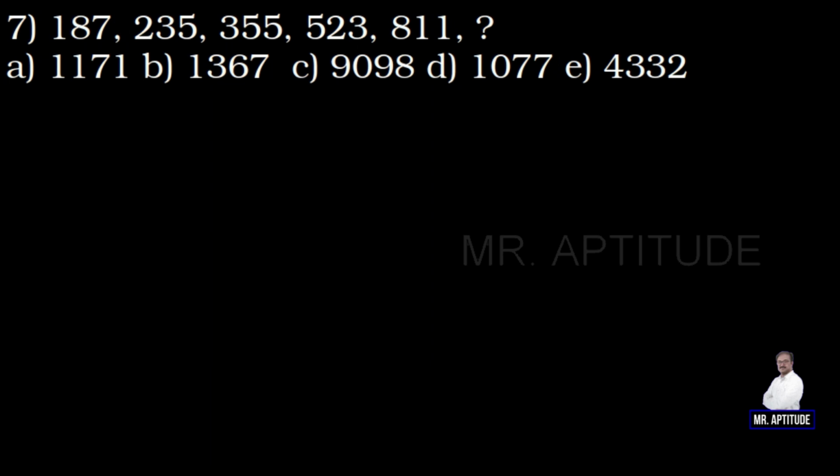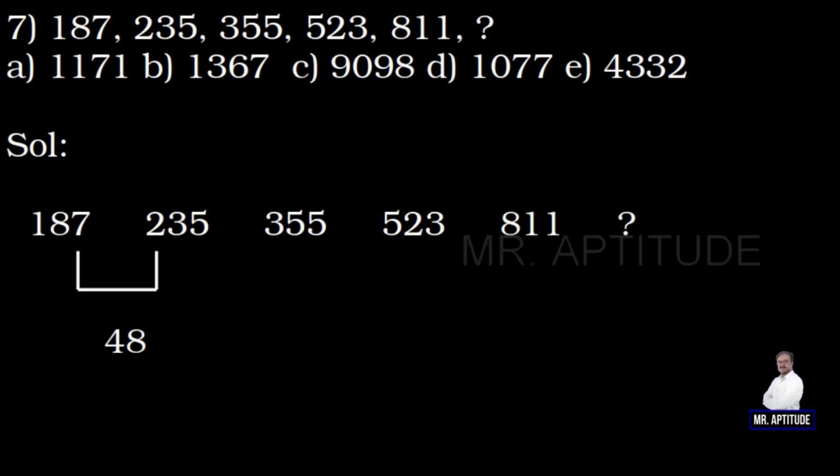Seventh one. 187, 235, 355, 523, 811. Let us see now. 187 and 235. As these numbers are close to one another, let us try to find the difference among the given numbers. 187 and 235. Difference between these two is 48. Difference between 235 and 355 is 120. Difference between 355 and 523 is 168.